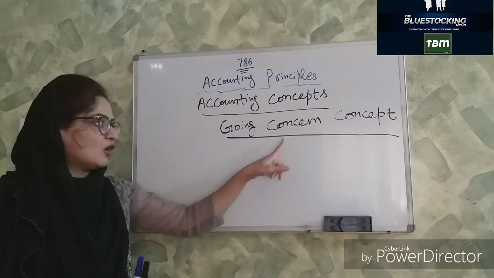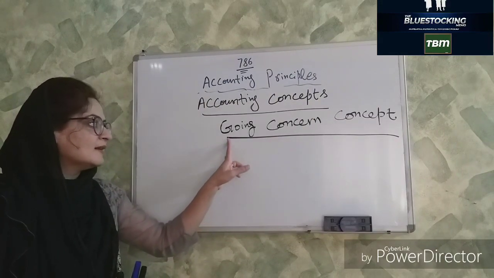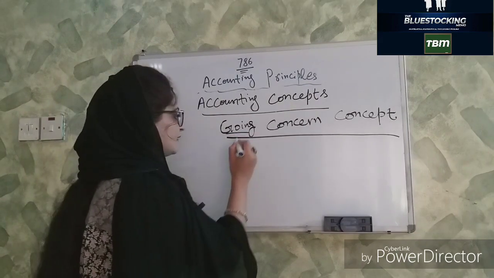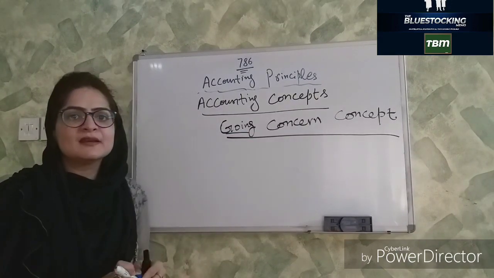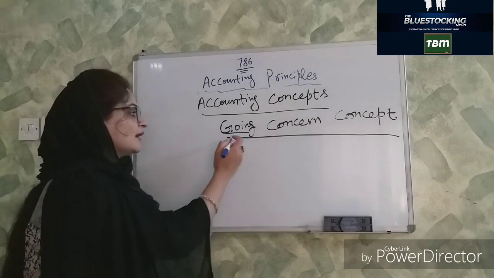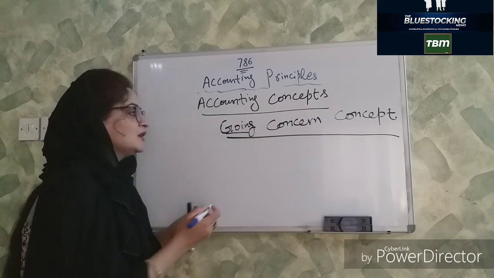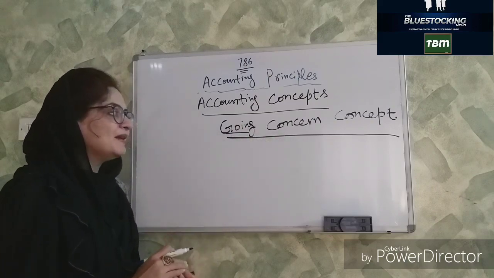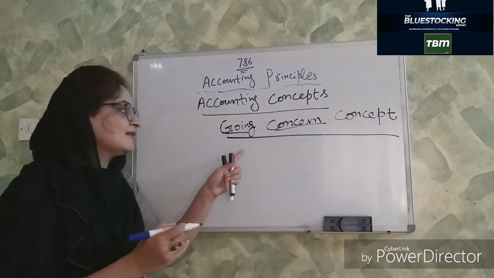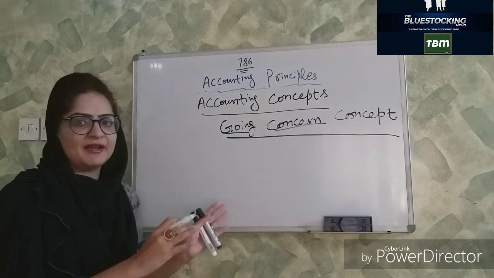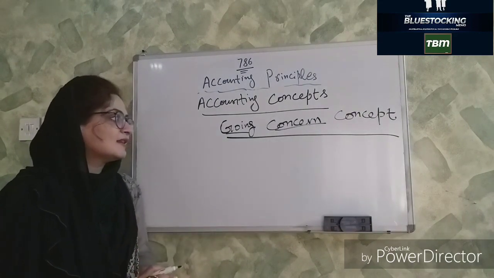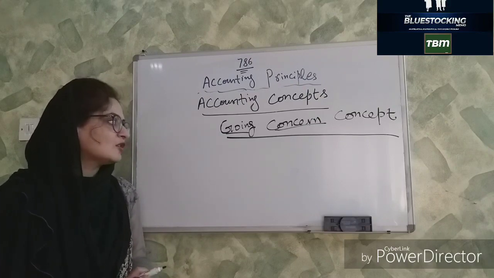In the going concern concept, there are two words. One is going and the other one is concern. What do you mean by going? Going means, in Urdu we can say jana, to go. So going here means continuing, and concern is any business affair or any occupation. So the going concern means a continuing business affair, the intention of which is to continue it forever. So this is the basic concept of the going concern concept.